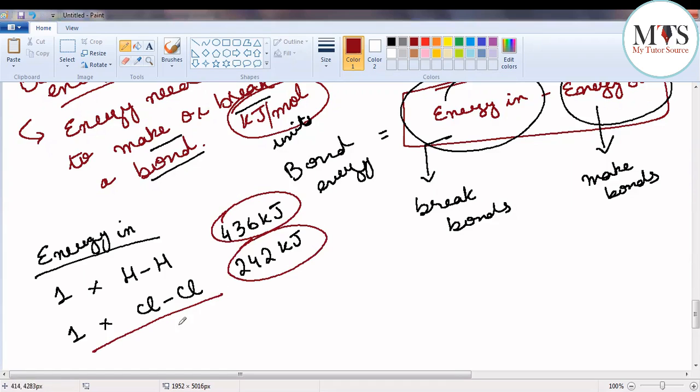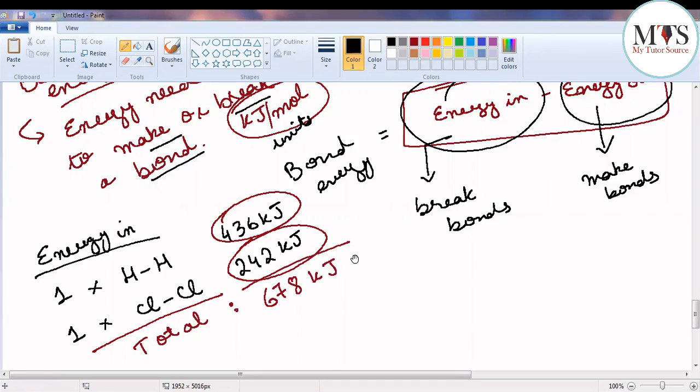So what is our total energy taken in if we just simply add them up? Can you add them up and tell me what would be the answer? 436 plus 242 is 678 kilojoules. Yeah, that's right. So it's going to be 678 kilojoules in that case.